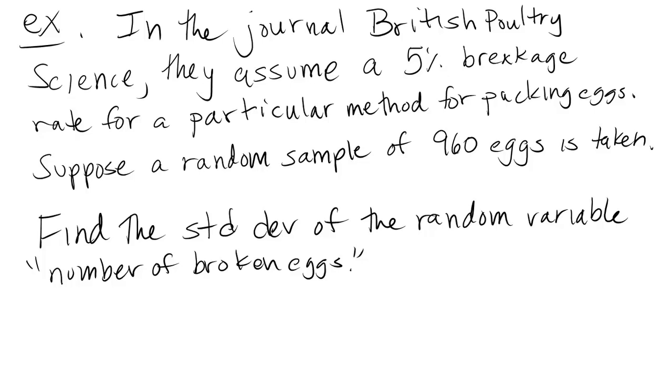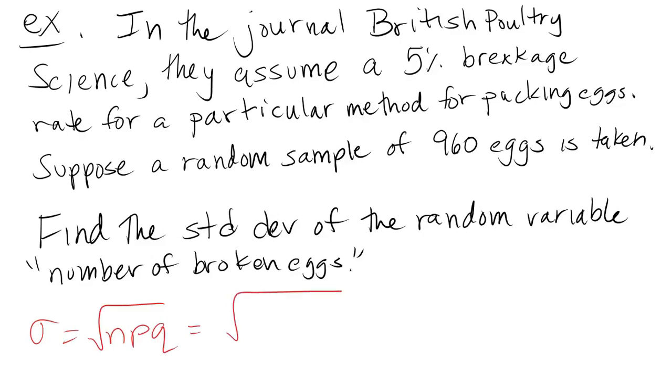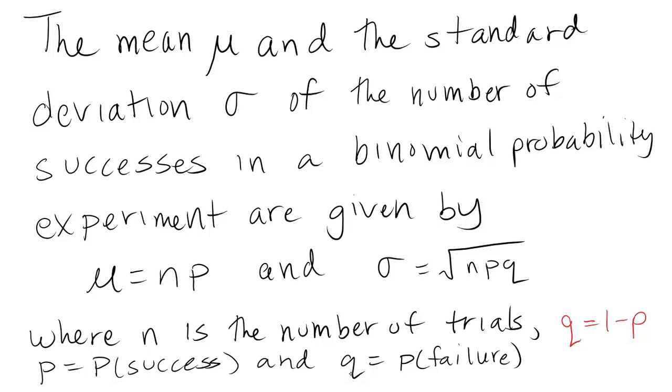We've already verified that this is binomial, so we get to use the formula for binomial random variables. The standard deviation is the square root of n times p times q. We've identified n to be 960, and we've identified p to be 0.05. q is the probability of failure, and the probability of failure is always 1 minus the probability of success.